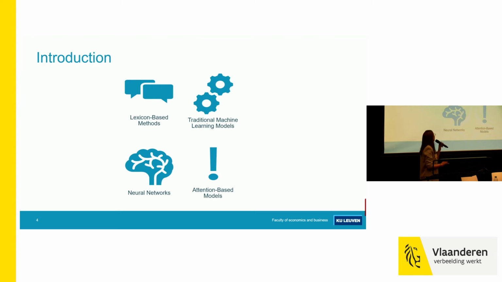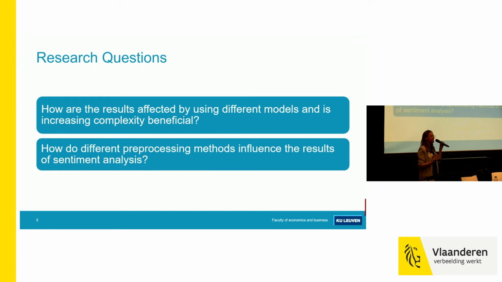I will not go into detail about it now. However, it's already important to keep in mind that if you look at other benchmark studies, they often just stay in one category, or they compare 2, but the comparison of 4 is not often done. So that brings me right to my first research question, namely, how are the results affected by using models in different categories, and is increasing complexity beneficial? For example, lexicon-based methods are very simple, and attention-based models and neural networks are much more complex models. A second research question was, how do different pre-processing methods influence the results of sentiment analysis?